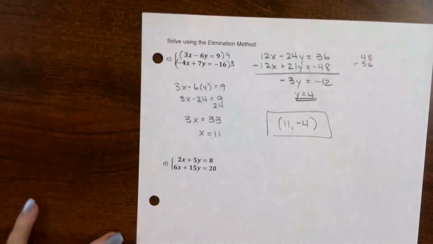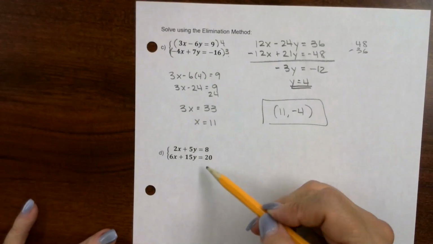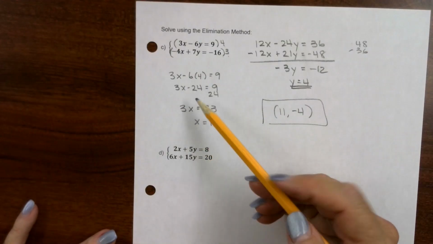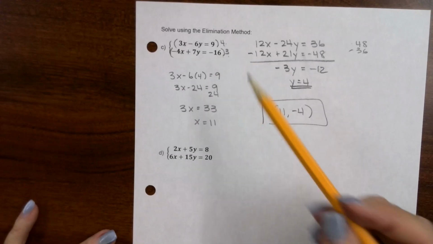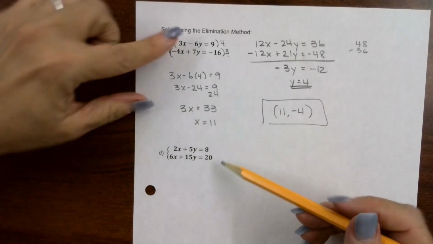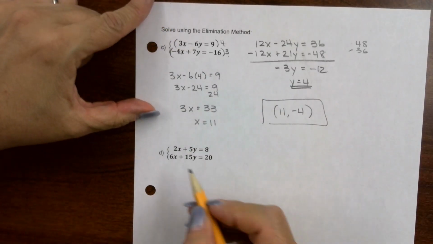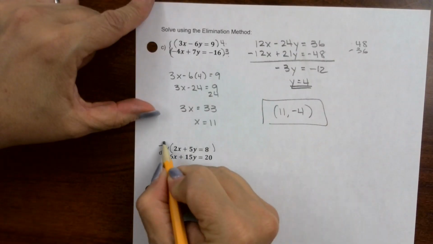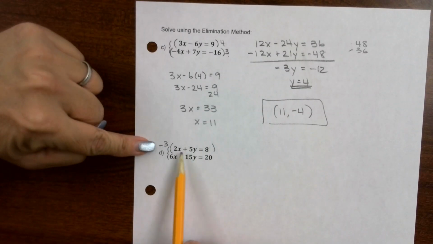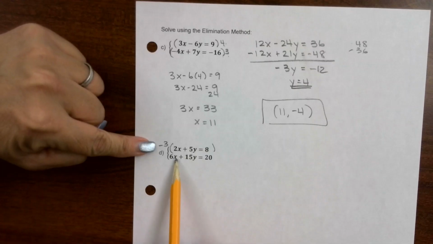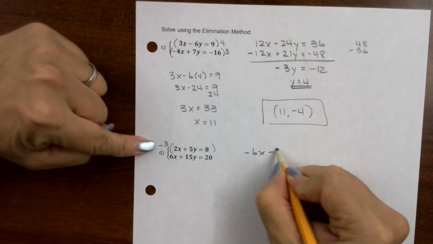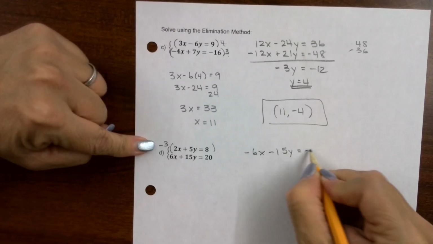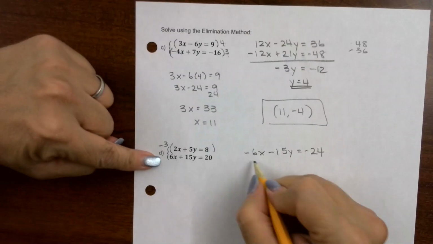Okay. Now, with these last two, there isn't anything different in these last two equations. We've multiplied one by a negative. We've multiplied one by two different numbers. And so now we're going to multiply this top equation by a negative 3. If I multiply this by a negative 3, I see I have negative 6x and positive 6x. But something else is going to happen on this one. So let's try this out. I have negative 6x minus 15y equals negative 24. My bottom equation doesn't change.